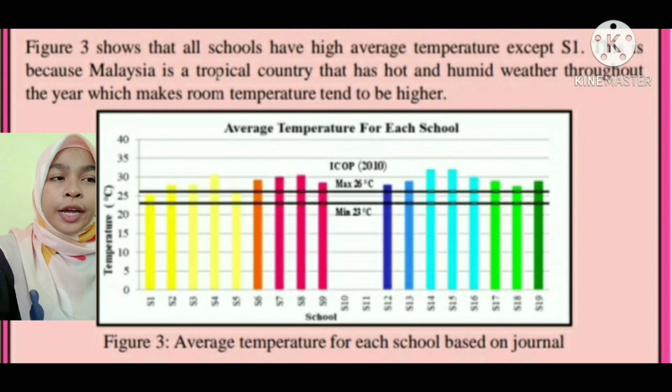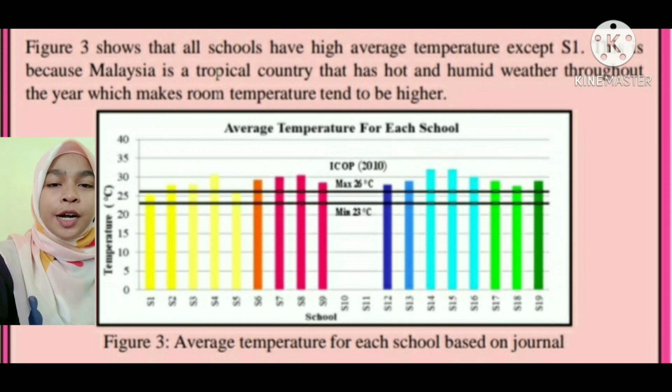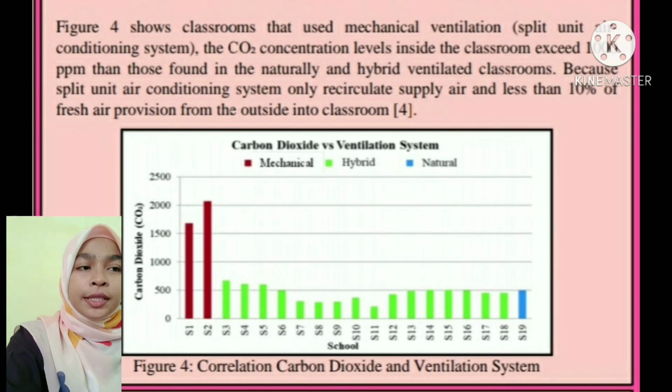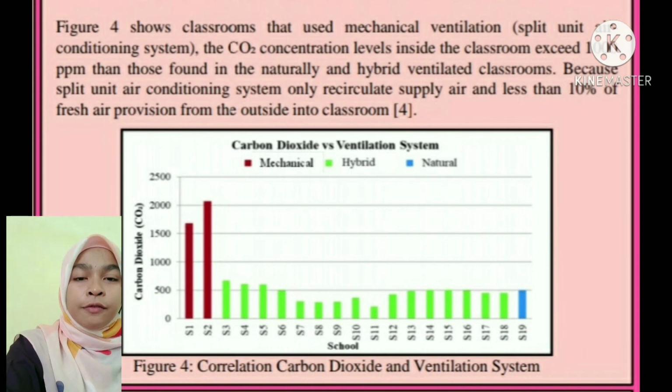Figure 3 shows that all schools have a high average temperature except S1, because Malaysia is a tropical country that has hot and humid weather throughout the year, which makes room temperature tend to be higher. Figure 4 shows classrooms that use mechanical ventilation, which is a split unit air conditioning system. The concentration of carbon dioxide inside the classroom exceeds 1,000 ppm, higher than that found in the naturally and hybrid ventilated classrooms. This is because the split unit air conditioning system only recirculates supply air and provides less than 10% fresh air from the outside into the classroom.